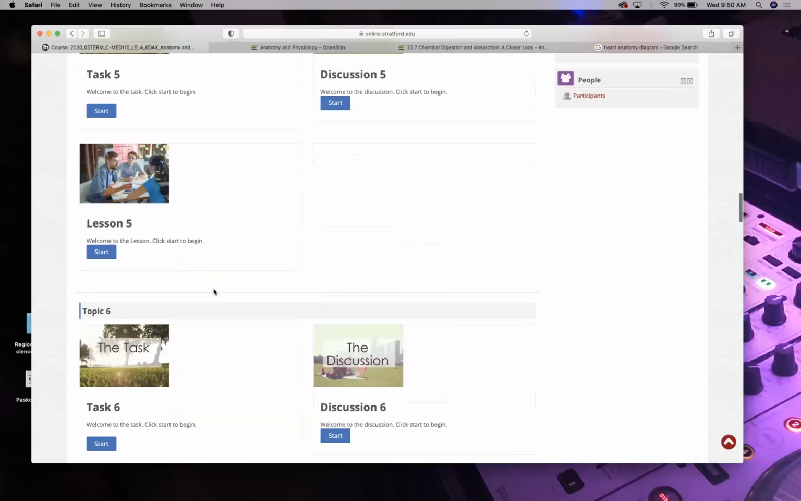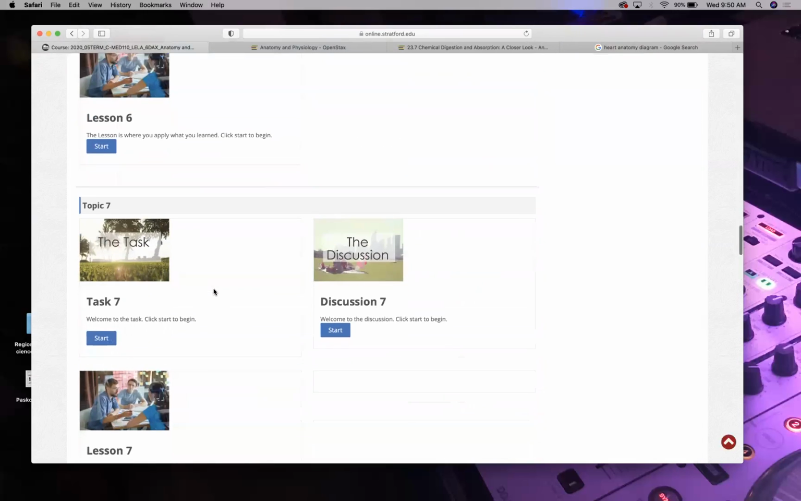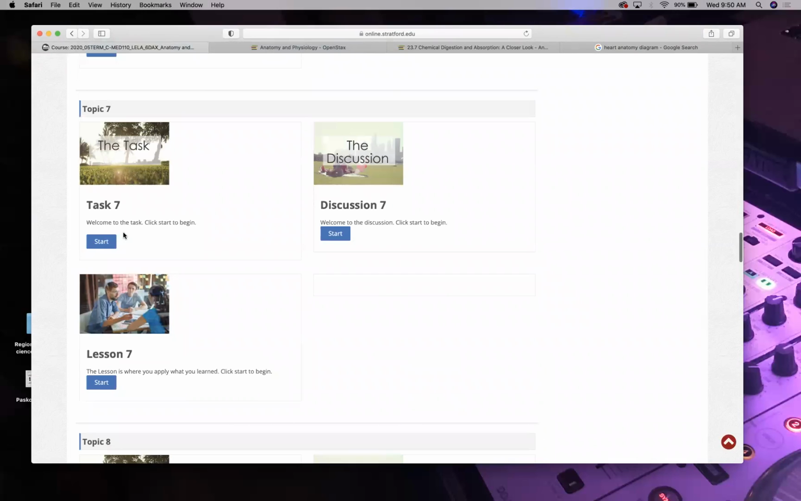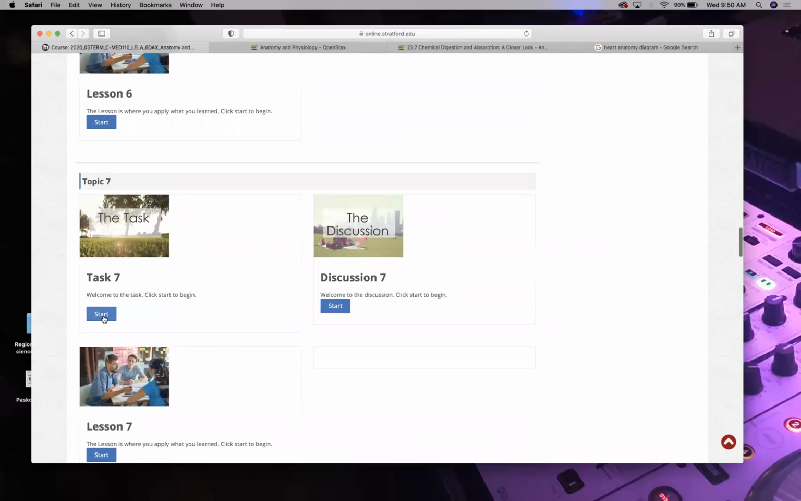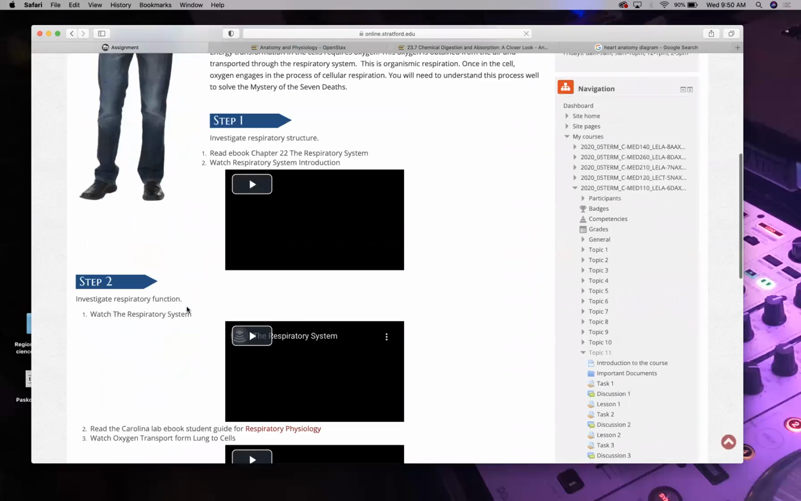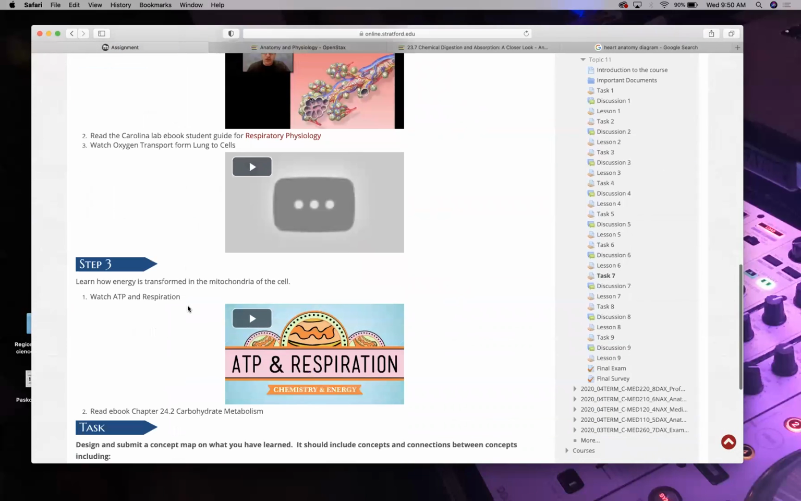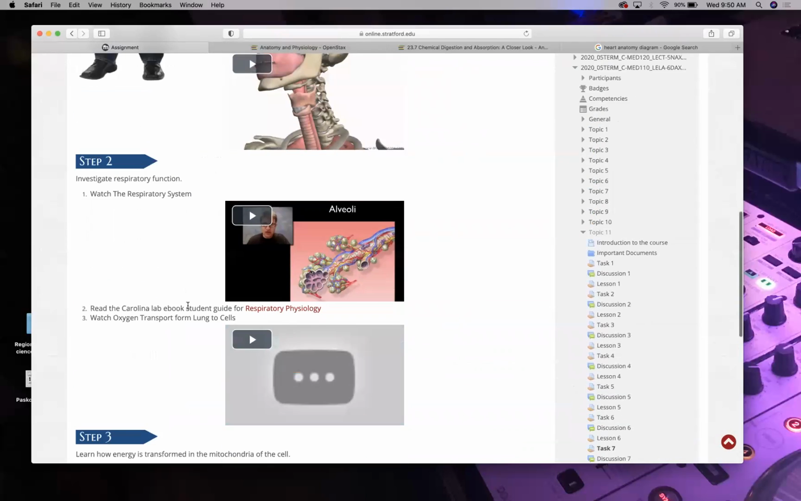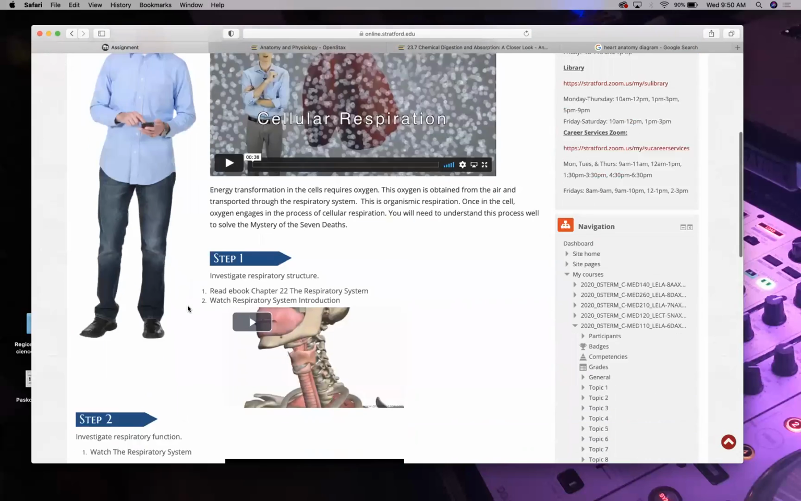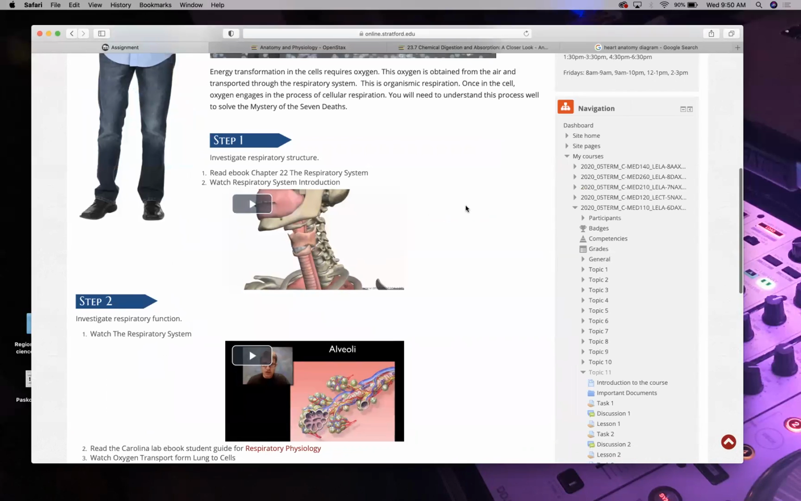Let's look at week 7. Now, what was 7? Respiratory. So again, know your anatomy of your respiratory. Any of the diagrams that we looked at, know the difference between upper respiratory and lower respiratory.